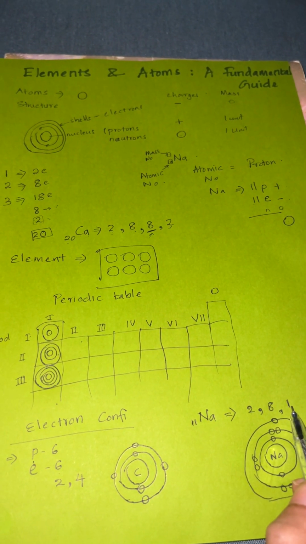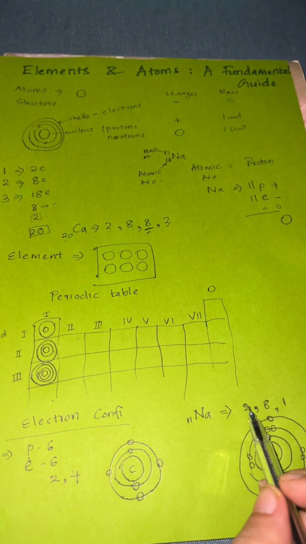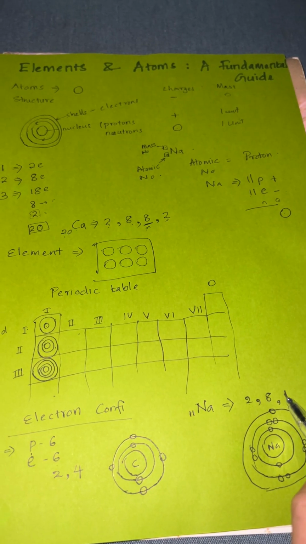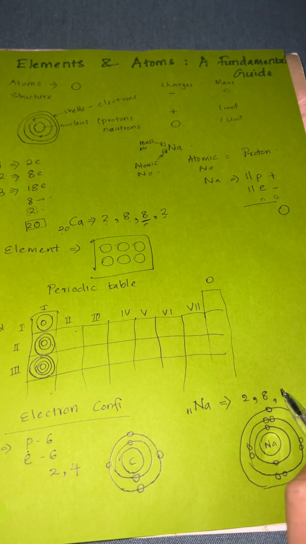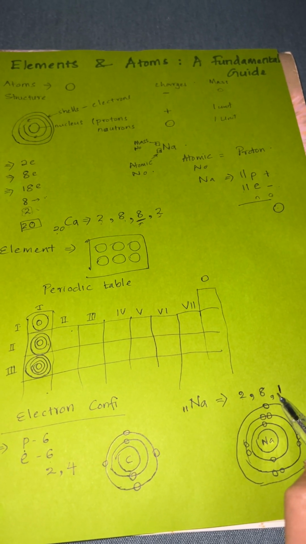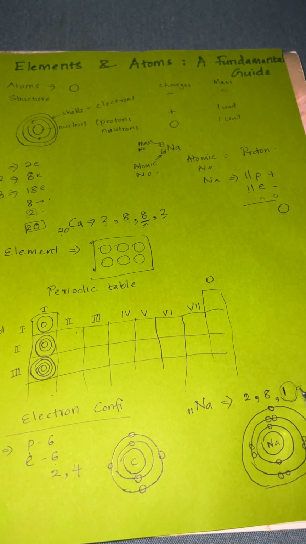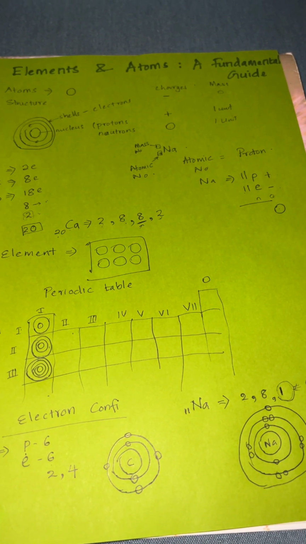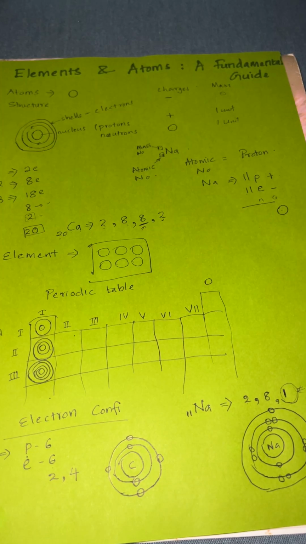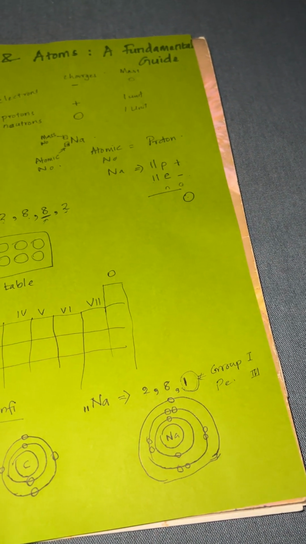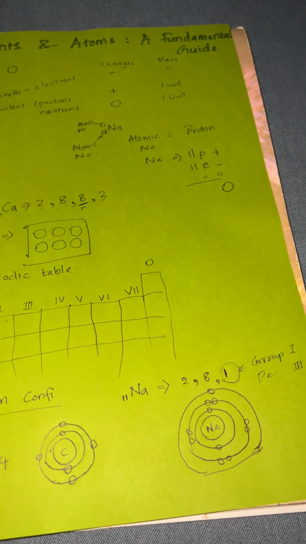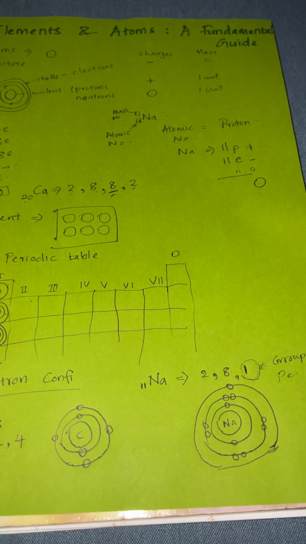Now, if you see sodium, it has 3 layers, so it will be found in the 3rd period. And it has 1 electron in the last valency shell, which means it's found in the first group. The outermost shell electrons will be equal to its group. So it's found in group 1 and 3rd period. It's very simple. We'll consider some other examples.